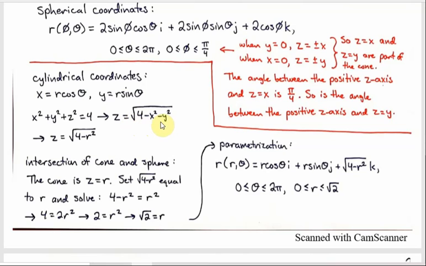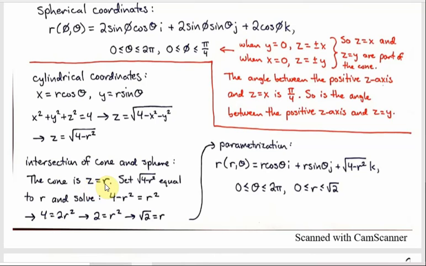But then x squared plus y squared is r squared. So under the radical, that's really 4 minus r squared. So then all we have to do to figure out the limits on r would be to figure out where that top part of the sphere is going to intersect the cone. So that's what I figured out down here. And I said, well, the cone is z equals the square root of x squared plus y squared, but the square root of x squared plus y squared by definition is r. So I said, okay, fine, then the cone is z equals r.